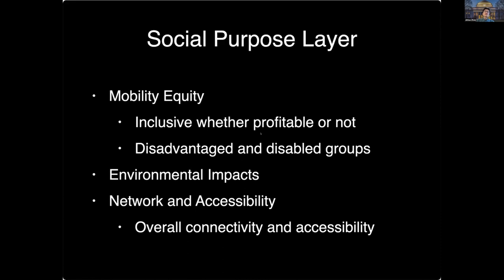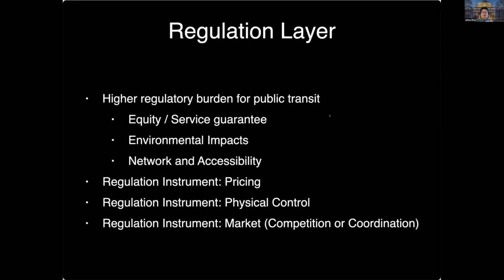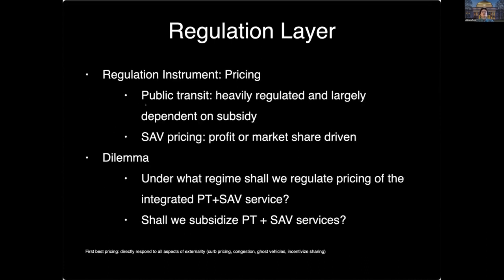And then when they translate the social purpose layer to specific regulations, here I just give a high level summary. Overall, there's a much higher regulatory burden upon public transit than the private sector mobility services on each of the aspects: the equity, the environment, the network, etc. Then in terms of the instruments that the typical government has when they try to introduce this regulation, there are different aspects of pricing, physical control, and market. So let me give some examples on that. I'll just describe a little bit on the pricing.